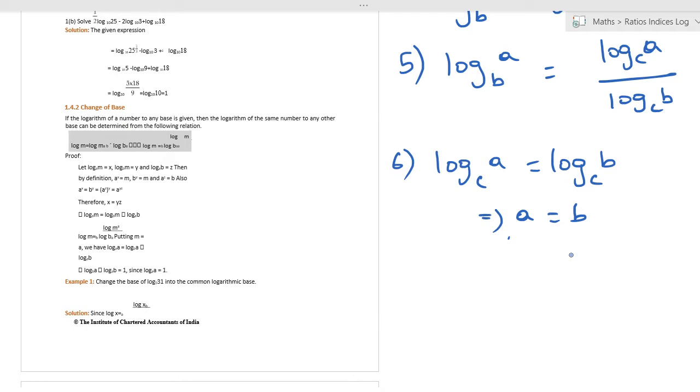Please open the 14th problem, exercise 1D.